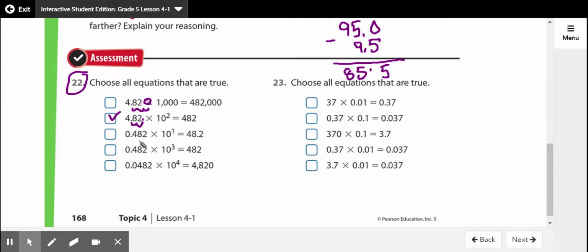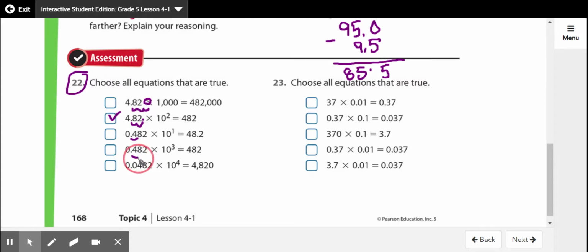Here is 0.482 or 482 thousandths times 10. Well, I just move it 1 over and put my little decimal between the 4 and the 8. Do they have their decimal between the 4 and the 8? No, they kind of messed up. Sorry about that.